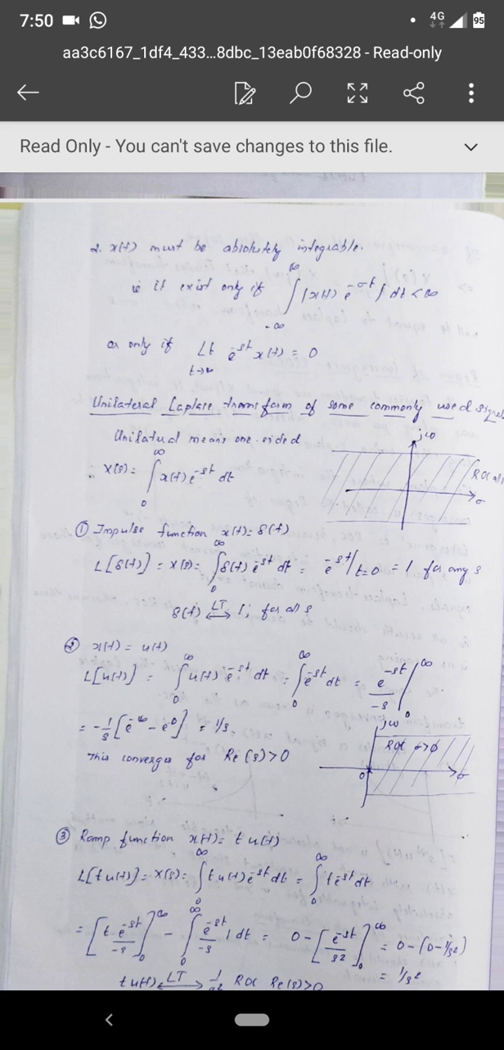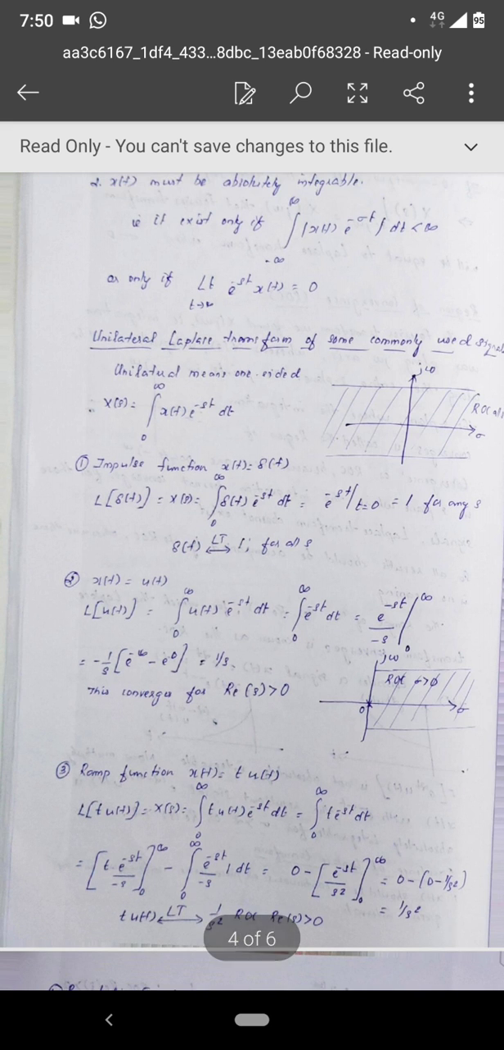So the region of convergence includes all the points in the s plane. That is for the impulse function. We can take the region of convergence of an impulse function as the entire s-plane.